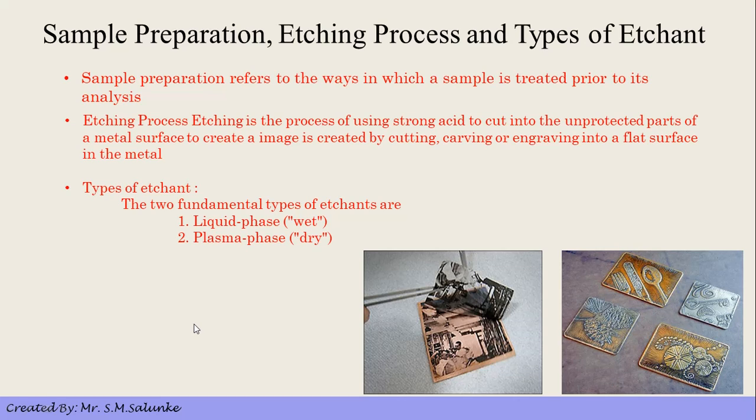Etching process is the process of using strong acid to cut into unprotected parts of metal surfaces to create an image by cutting, carving, engraving into a flat surface of a metal. The types of etchants used are: first is liquid phase, that is wet type, and second is the plasma phase.